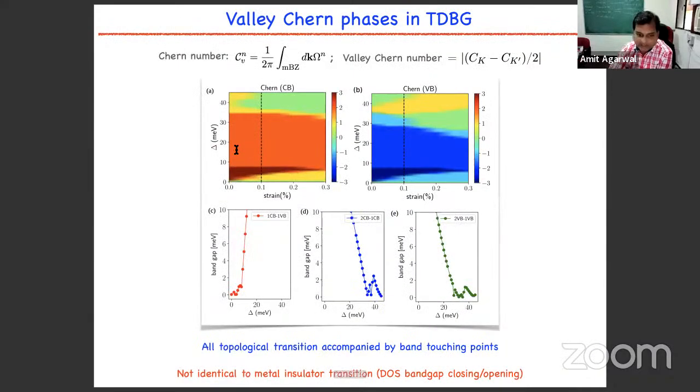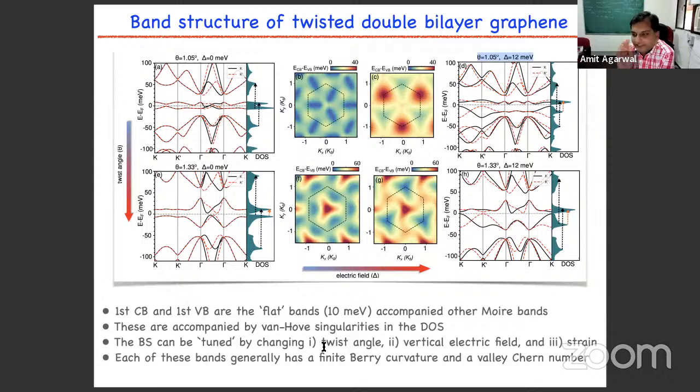And each of these bands generally has a finite Berry curvature. And so the band structure I'm showing you is for a K and a K prime valley. So when you do low energy models, you need to construct separately the bands for the K and the K prime valley. The full band structure is, of course, the sum of both these sets of bands. So you need to sum over these valleys, etc.